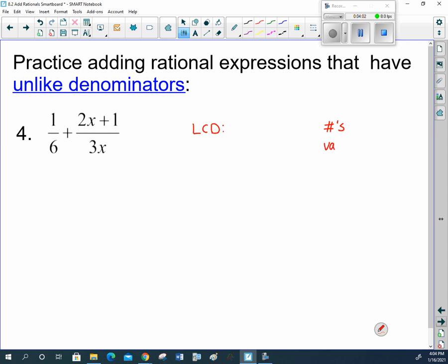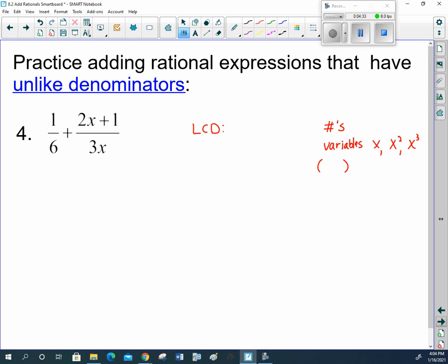So if I have any single variables, that would be like an x or an x squared, or an x to the third, whatever, I do variables next. And then the last thing I do are parentheses. Okay, then I check my parentheses. If you're looking for a lowest common denominator, the goal is to get the denominators to look the same. You need to have all the different factors. So if I were to add this one, I've got 1/6 plus 2x plus 1 over 3x.